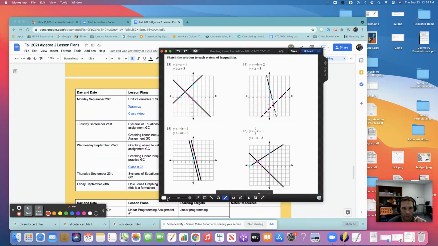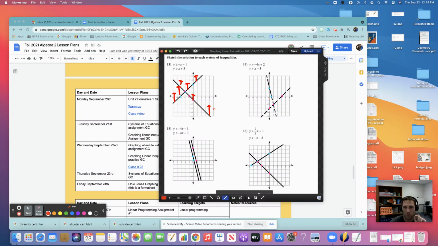Now, the other thing is that we are going to have to show where it's shaded. Both of these are greater than, so I'm going to shade above both of these. That would be right here above, this side above, and then also right here. So I'm going above both these lines.